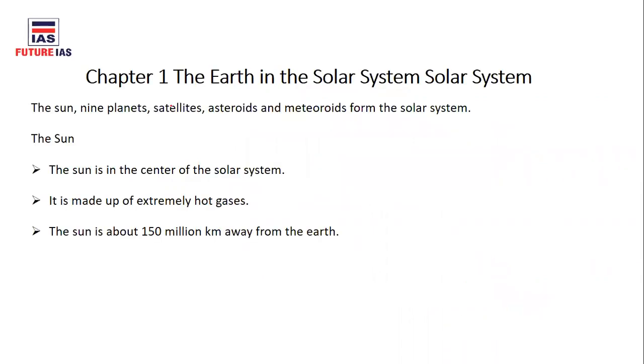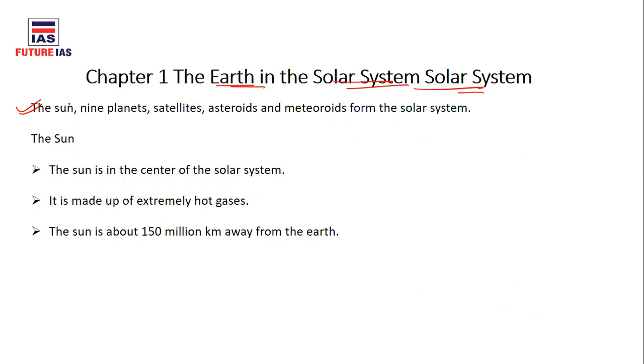We are going to start with chapter 1, that is Earth in our solar system. Let's start with the Earth in our solar system. Are all of you aware of the solar system? First of all, the solar system consists of the sun and the 9 planets, isn't it?